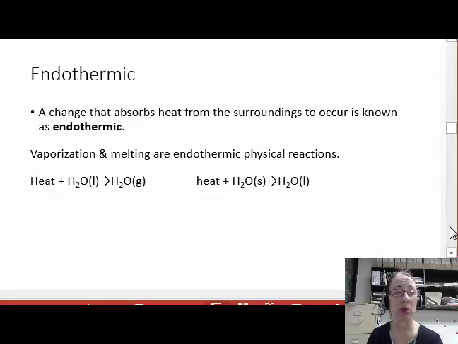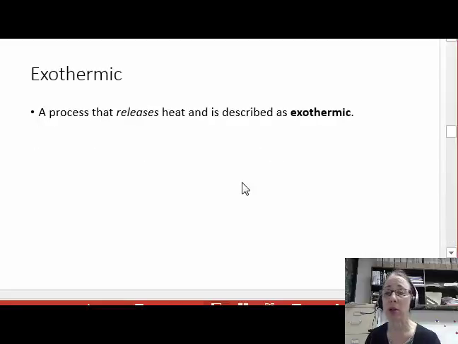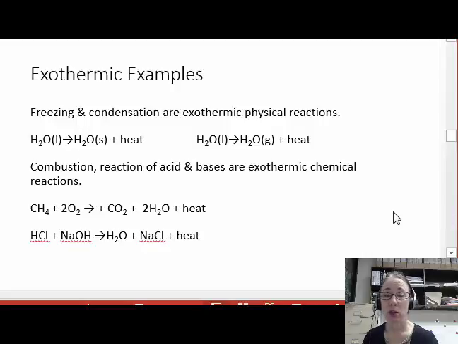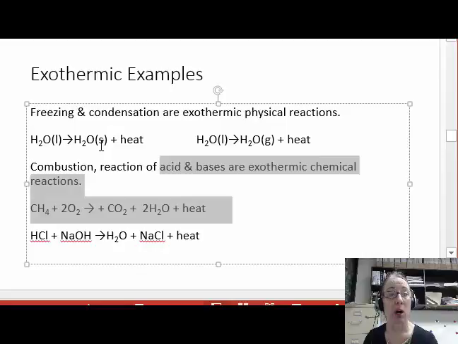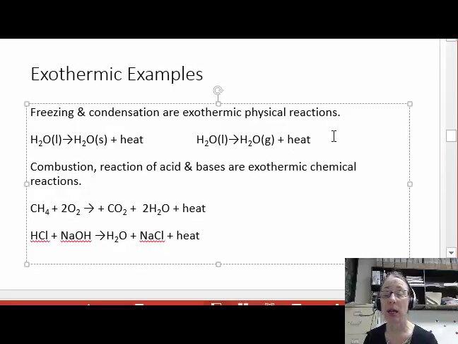The opposite of endothermic is exothermic. Most chemical reactions are exothermic or release heat. The release of heat means that the product chemicals are more stable than the reactant chemicals. Two physical reactions that are exothermic are freezing and condensation. Both of these processes release heat.